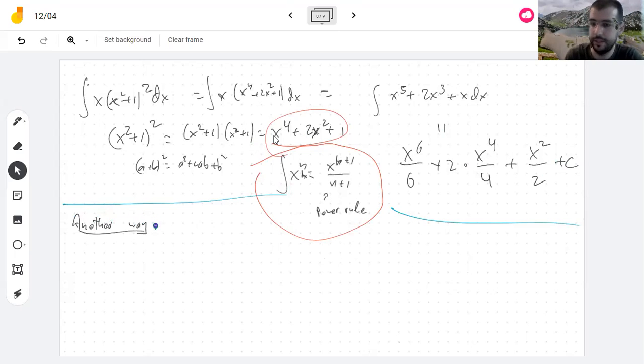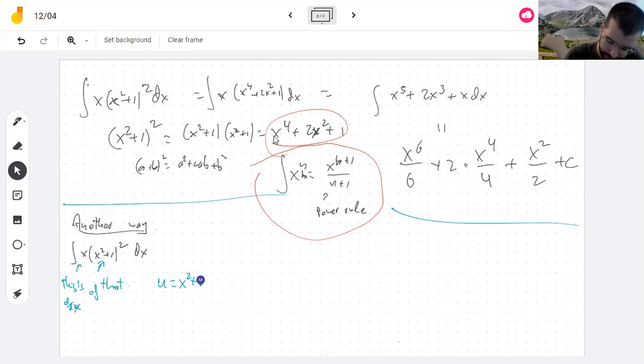So another way to do it, which is going to get us the same answer, what Sam and Serene were saying, is you look at this and you say, well, this is the derivative of the other thing. So the other thing should become u. Make u equals x squared plus 1. Du is going to be 2x dx, which is basically almost x dx. The 1/2 doesn't bother me that much.